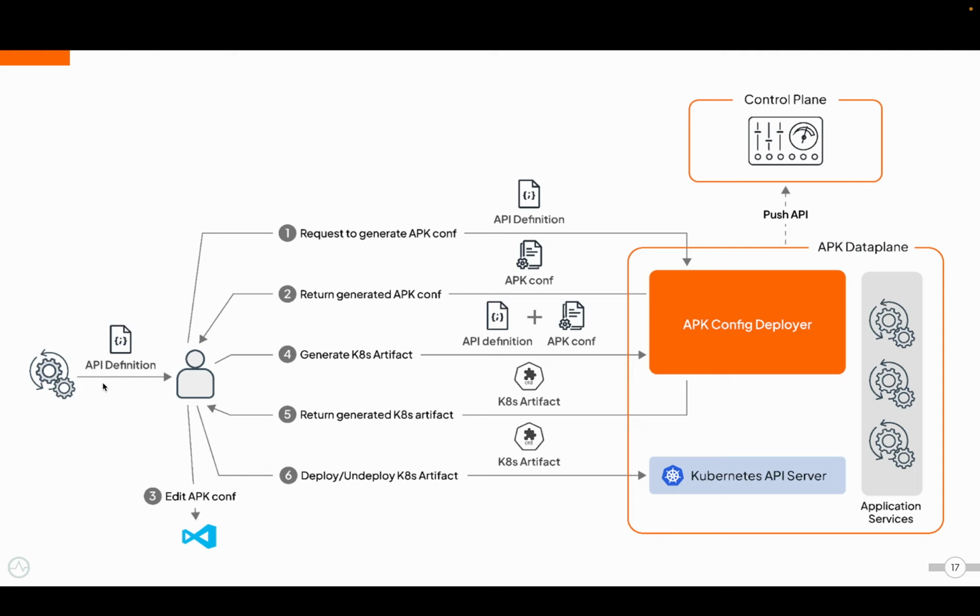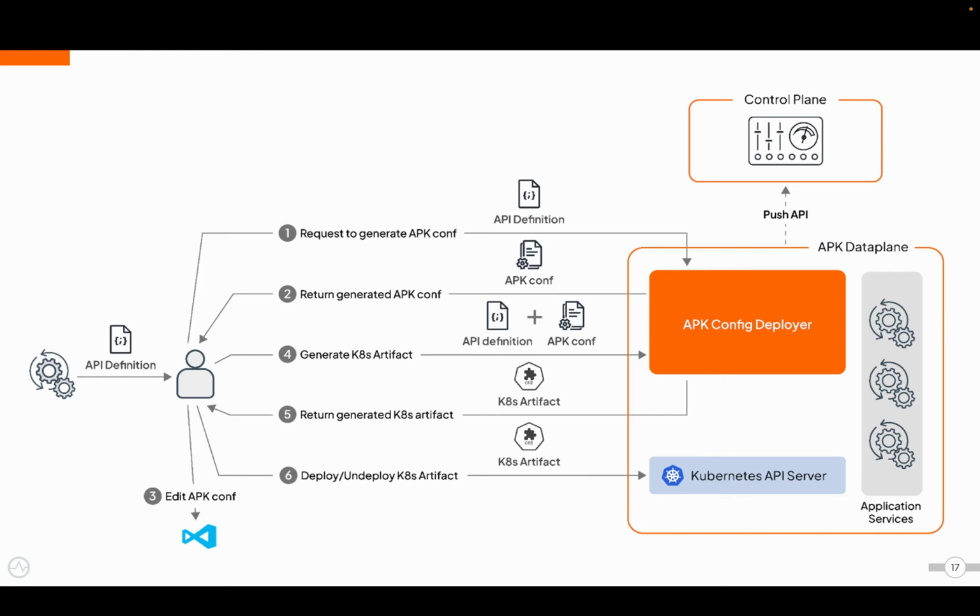I'll start with the API definition. Basically it's an Open API file. Then I'll take this Open API file and generate APK configuration out of it. And then I will enhance this APK configuration further by adding some rate limit policies. After that, I will be generating Kubernetes artifact for this API. And then finally, I'll be deploying this API artifact into my Kubernetes cluster. So that is the plan.